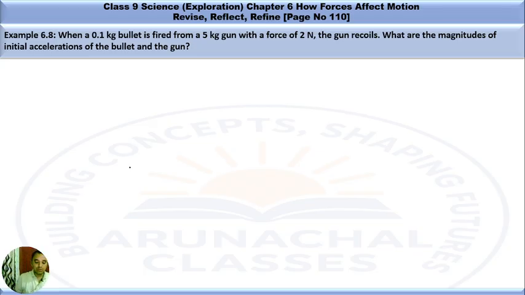So let's solve the question. So here the bullet mass is given as 0.1 kg, and the gun mass is given as 5 kg. So I'm taking the bullet mass as m1 and the gun mass as m2. The gun recoils. What is the magnitude of initial acceleration of the bullet? Acceleration a1 we need to calculate, and acceleration a2 we need to calculate.